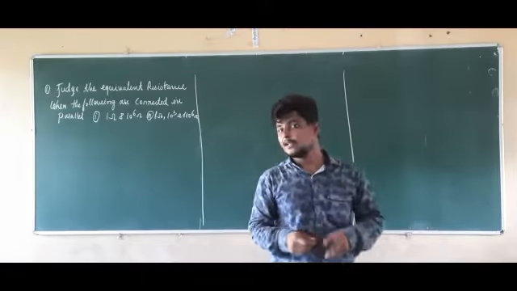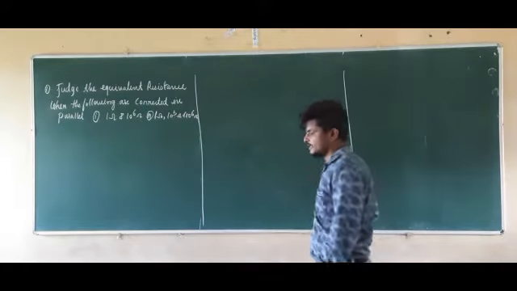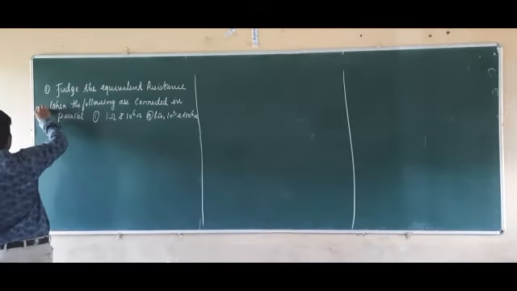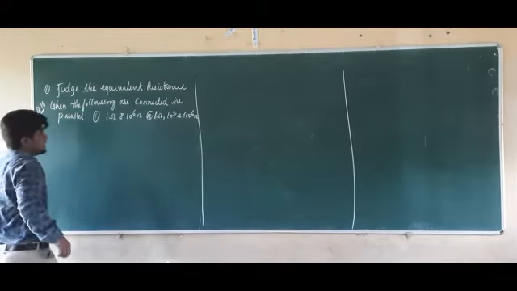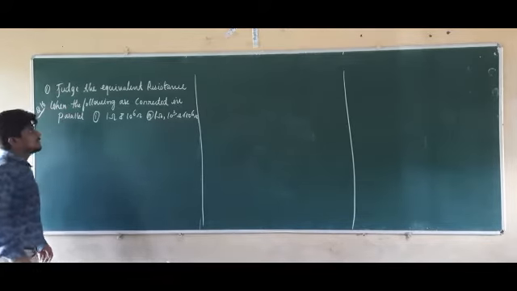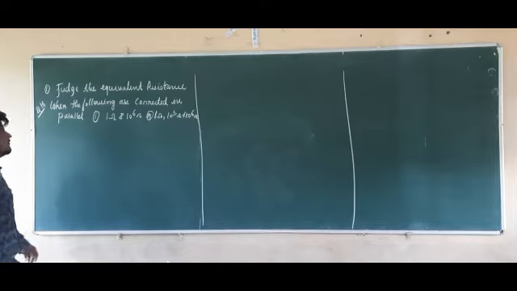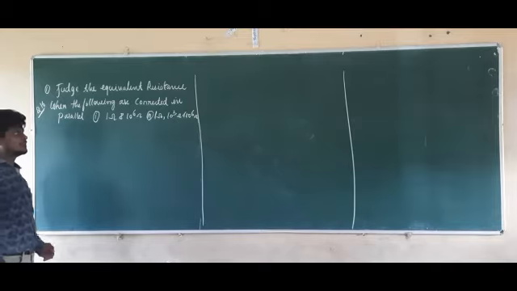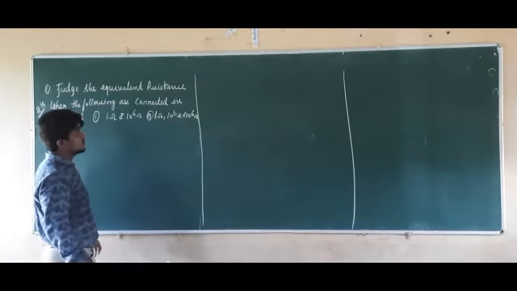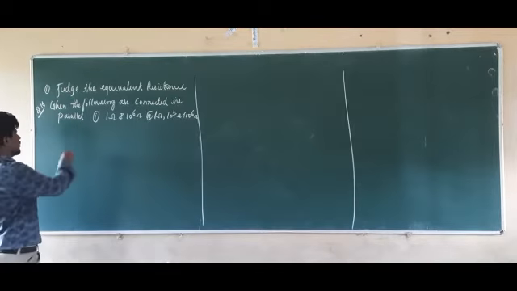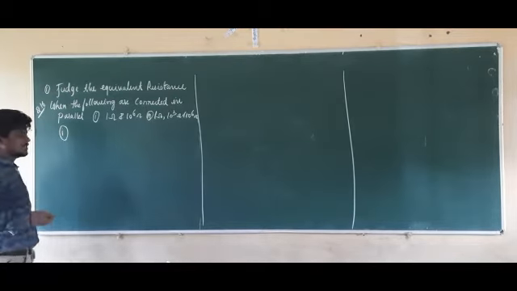Now let us consider the numericals in the textbook questions, which are given on page number 216. The first question here: get the equivalent resistance when the following are connected in parallel. One is given as 1 ohm and 10 raised to 6 ohm. The second is 1 ohm, 10 raised to 3 ohms and 10 raised to 6 ohms. So we have to calculate the RP in both cases.